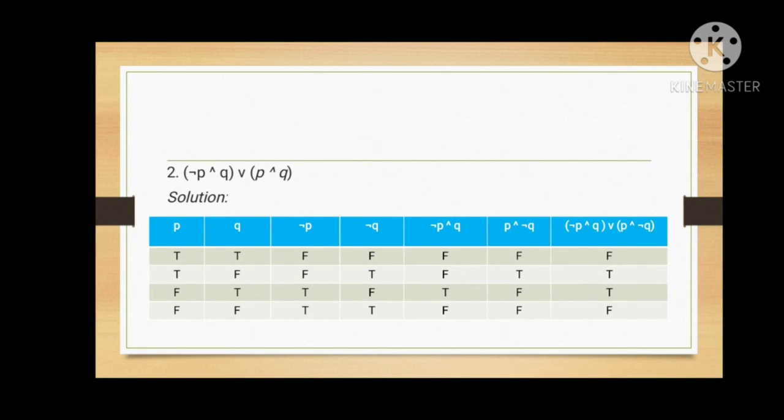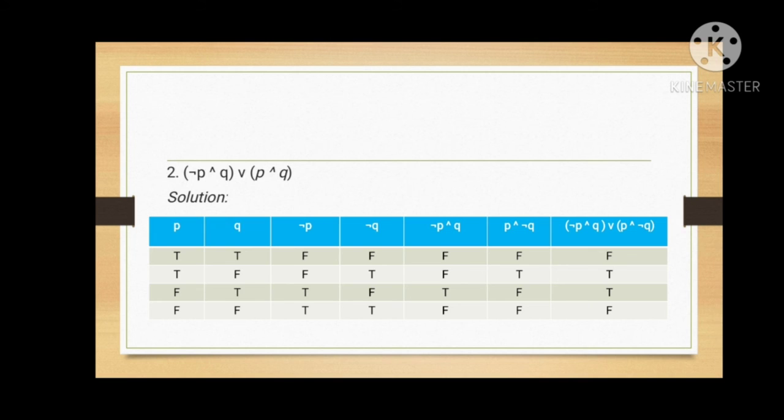For example number 2, we have the conjunction of negation of P and Q, or the conjunction of P and negation of Q. For the solution, we lay out the truth table with P, Q, negation of P, negation of Q, negation of P and Q, and P and negation of Q. Then we have the conjunction of negation of P and Q or the conjunction of P and negation of Q. These are the same steps I taught earlier. P and Q cannot be changed because they are constants. The negation of P is the reverse of P, and the negation of Q is the reverse of Q. Then we have the fifth column, the negation of P and Q.